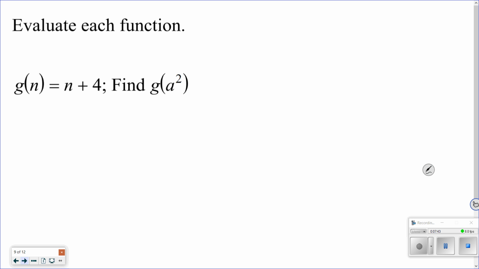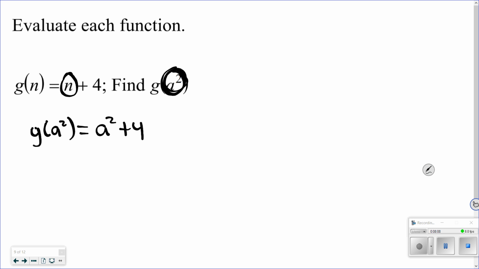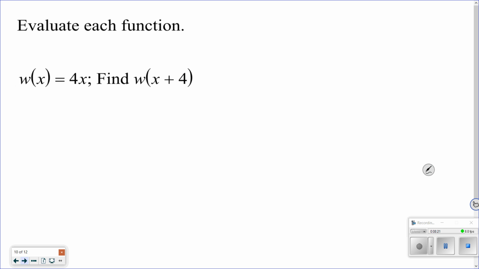So it says evaluate each function. It tells me g of n equals n plus 4. It says find g of a squared. So now I'm not plugging in a number, I'm plugging in a variable. So I'm plugging in that a squared. So it's exactly the same thing though. g of a squared is equal to, and we're just going to plug a squared everywhere there's an n. So it'd be a squared plus 4. I just take that a squared and I replace the n with the a squared. If you can simplify it, we should. A squared plus 4, I can't add those or simplify it. So that's my answer. That's what g of a squared equals, just a squared plus 4.